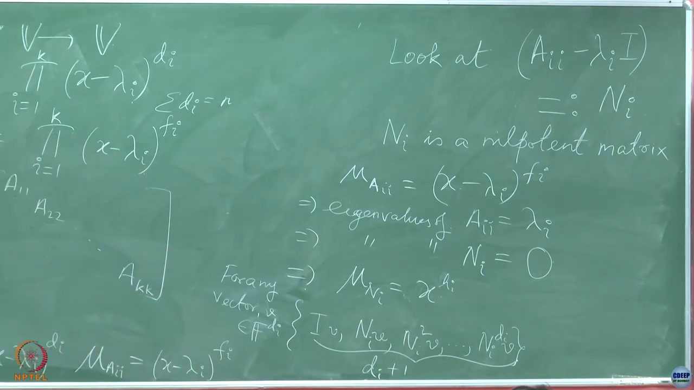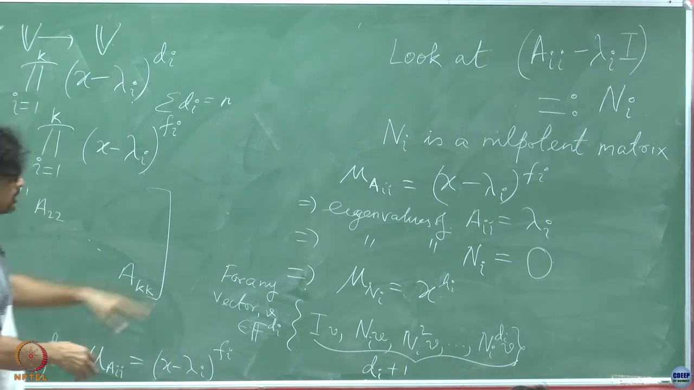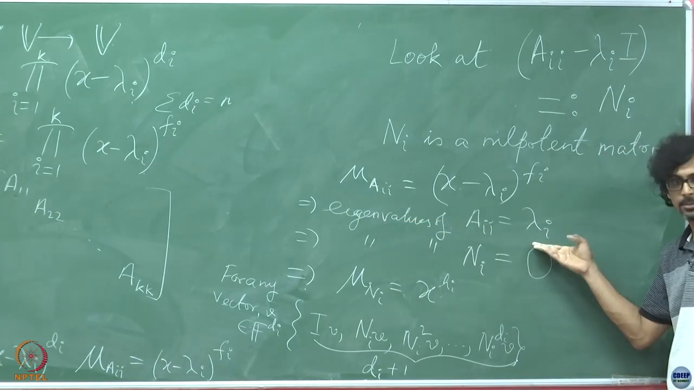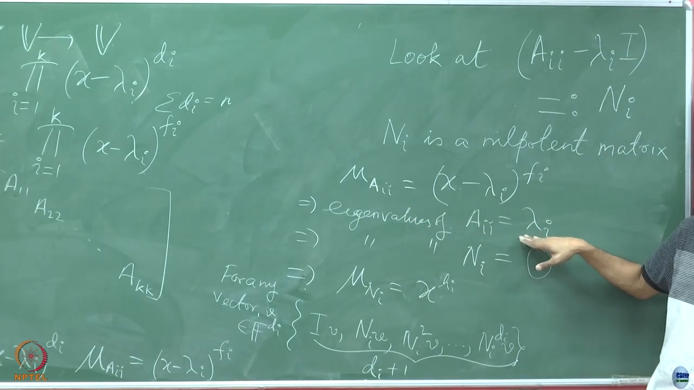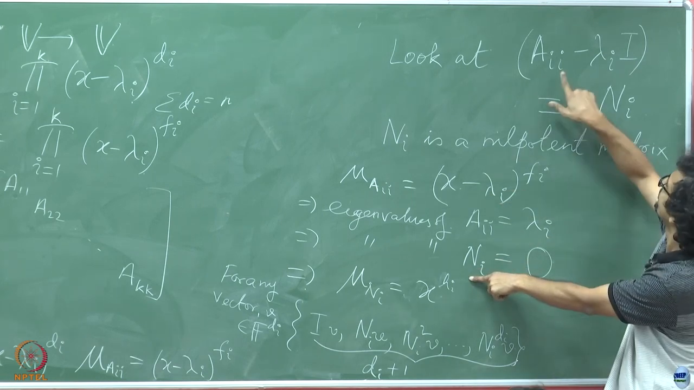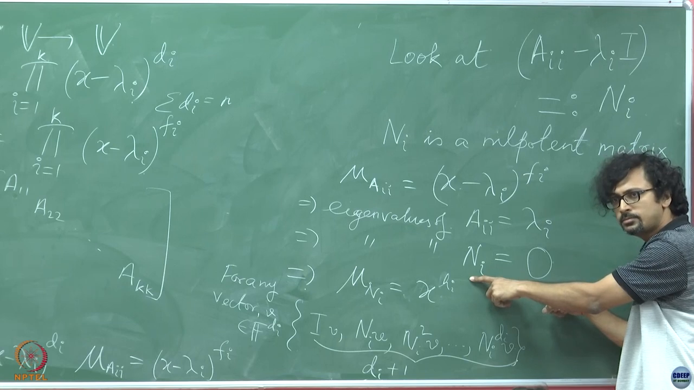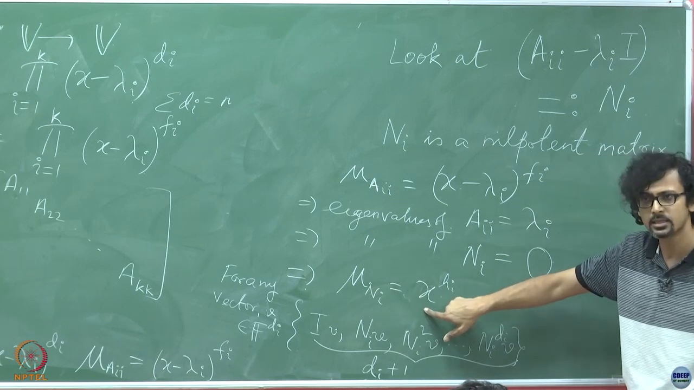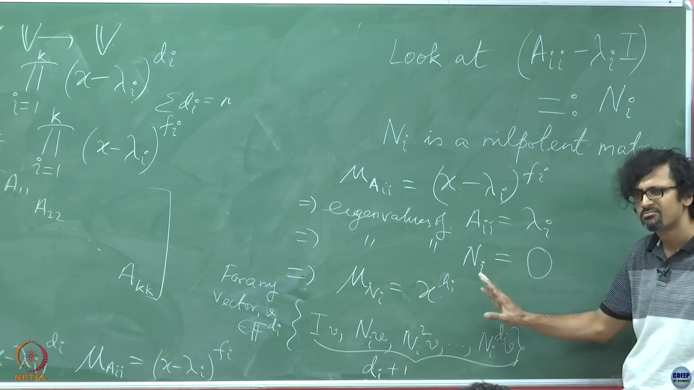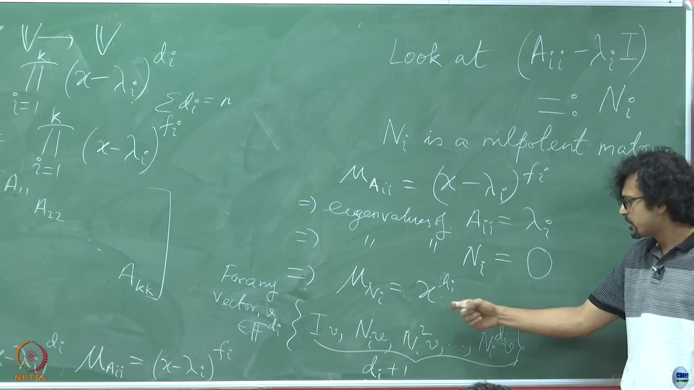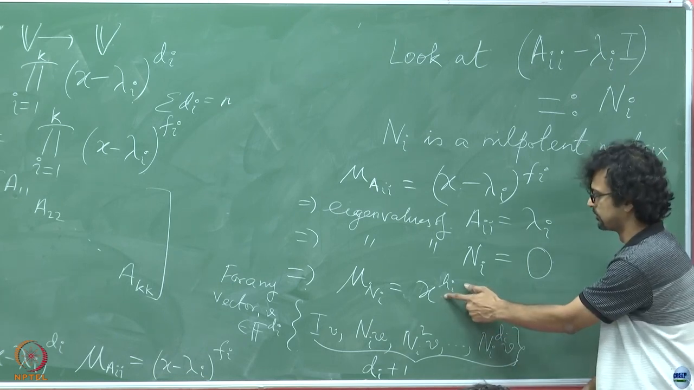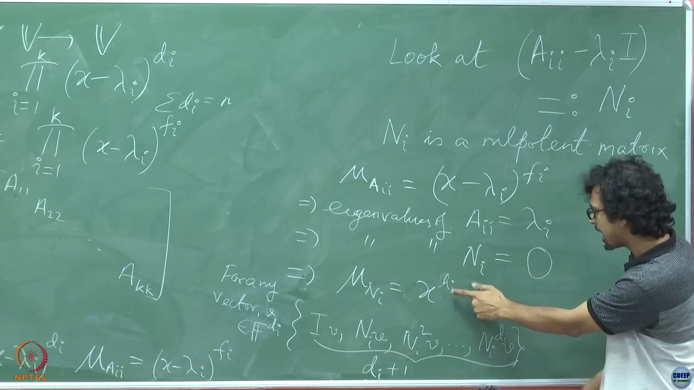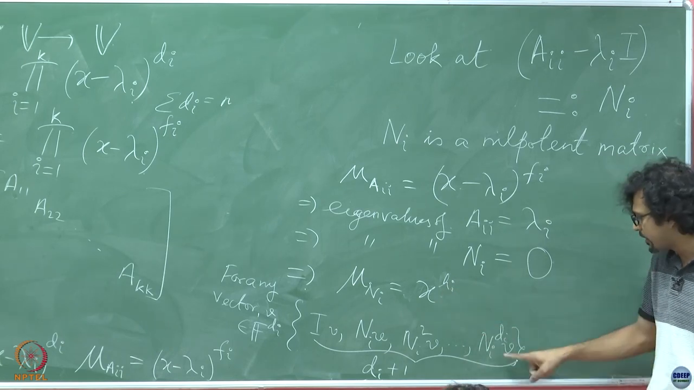Please follow the stream of reasoning again. I'll repeat. What am I saying? First, we saw that A_ii has a minimal polynomial like so. Therefore, the eigenvalues of A_ii are nothing but lambda_i. If the eigenvalue of A_ii is nothing but lambda_i, then the eigenvalue of N_i defined like so has to be only 0. If all the eigenvalues of N_i are 0, then its minimal polynomial must have a form like this, some x to the h_i, right? We want to find out what this number must be. So now we see that this number cannot be any greater than d_i.